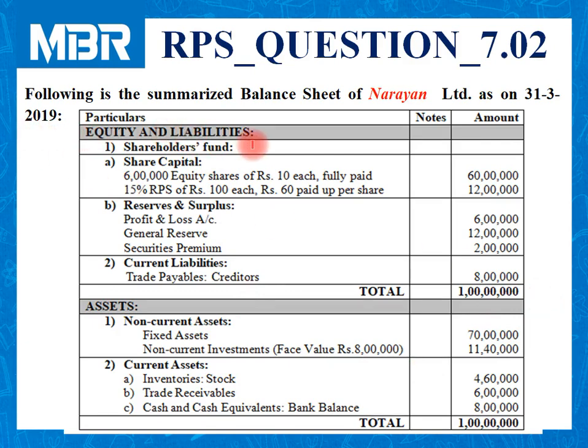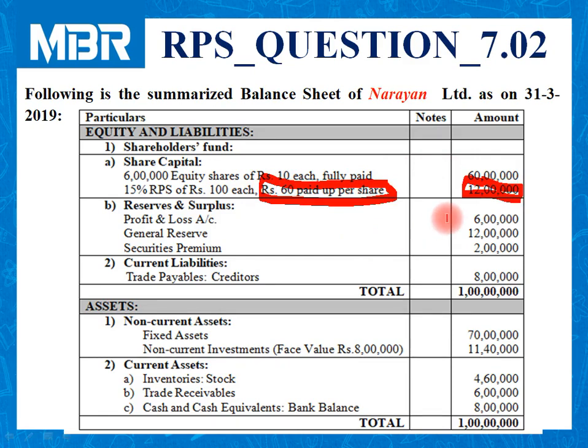Equity and liabilities include shareholders' funds: 6 lakhs equity shares of rupees 10 each, fully paid, total amounting to 60 lakhs. 15% RPS of rupees 100 each, rupees 60 paid up per share, amounting to rupees 12 lakhs. Here, the number of shares is not given, so we need to calculate the number of shares using the total paid up amount and paid up amount per share.